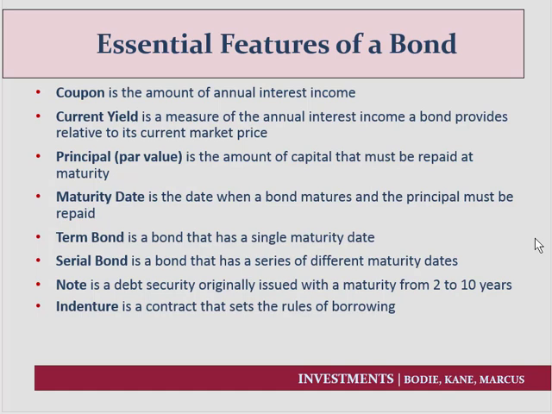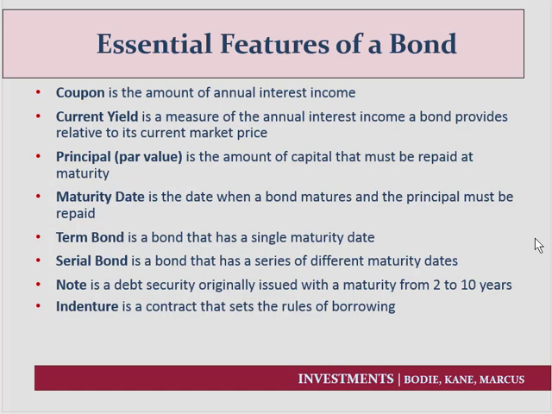There are term bonds. They're the most popular, or most prevalent. They typically have a single maturity date. There are serial bonds, though. These are bonds that, within the bond contract, have a series of different maturity dates. So within the contract, certain bonds will mature at the end of every 10 years.